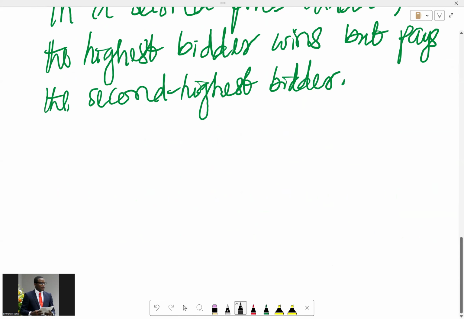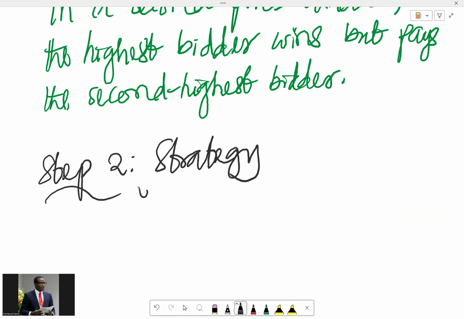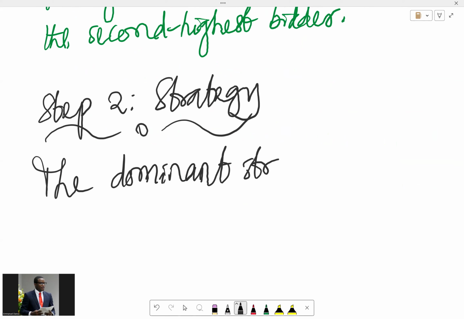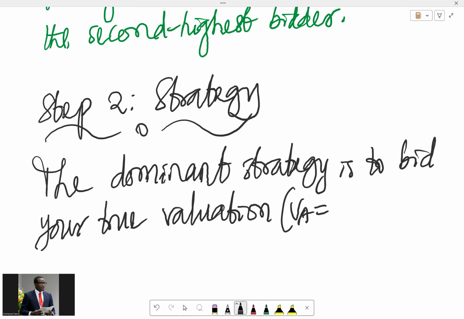Then step two talks about the strategy. The rule is clear already. So what is the strategy here? The dominant strategy is to bid your true valuation. And those are already given in this case: the valuation for A is 100 and the valuation for B is 80.